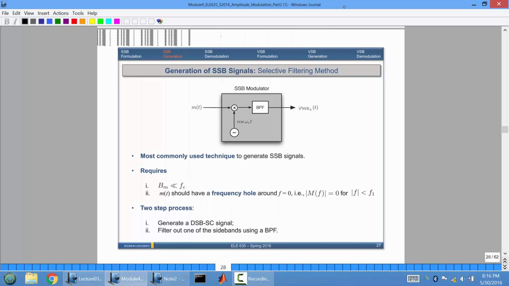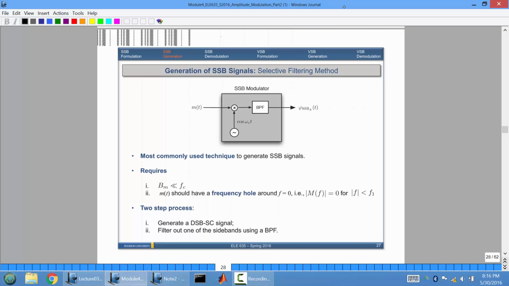So the previous method I talked about was known as the phase shifting method. You generate a composition of signals where the first part is your DSB-SC signal, and the second part is a Hilbert transform version multiplied by sine. Depending on whether you subtract or add, you would generate your upper or lower sideband, okay?